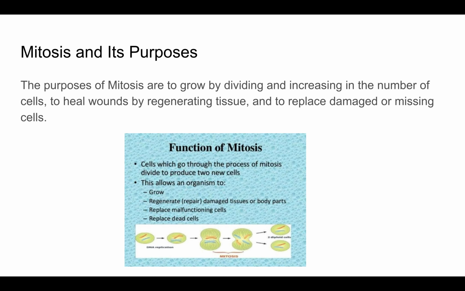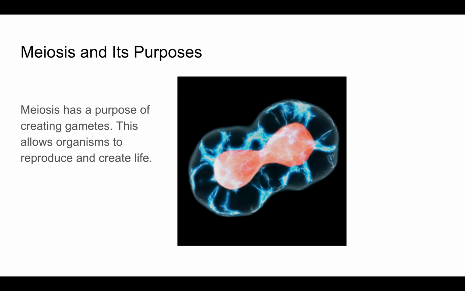The purposes of mitosis are to grow by dividing and increasing in the number of cells, to heal wounds and regenerate tissue, and to replace damaged or missing cells that might be malfunctioning. And meiosis has the purpose of creating gametes, and by doing so, this allows organisms to continue reproducing and creating life.